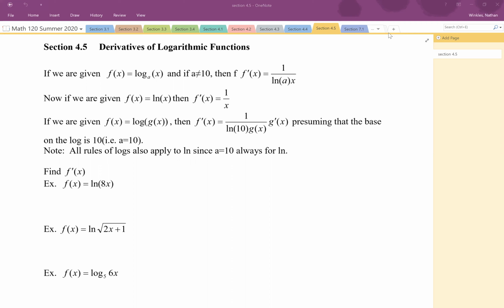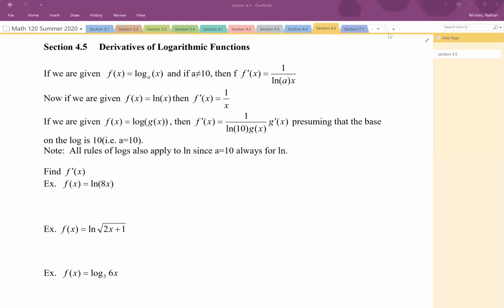If we're given f of x equals ln of x, then f prime of x is equal to 1 over x. The difference there is if it's base e, ln of e cancels out and leaves us with 1 over x. If we're given log of g of x, a composite function here, this is 1 over ln of our base of 10 of g of x, times g prime of x, presuming that the base on the log is 10.